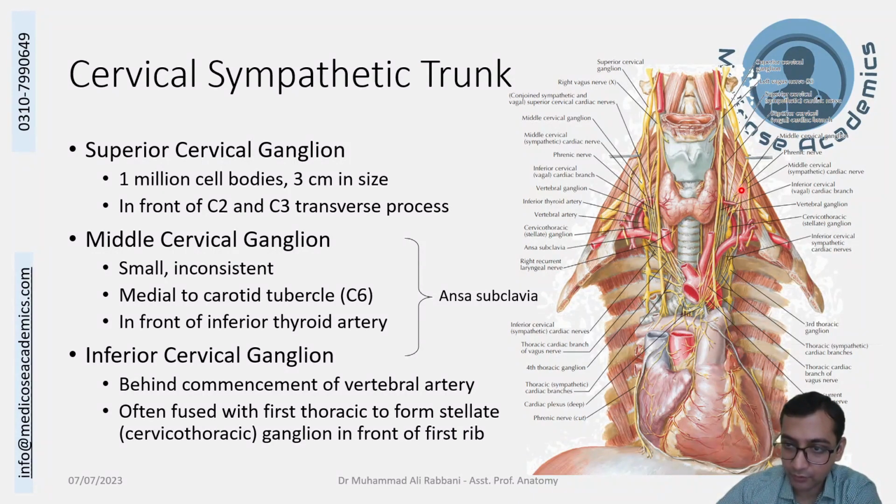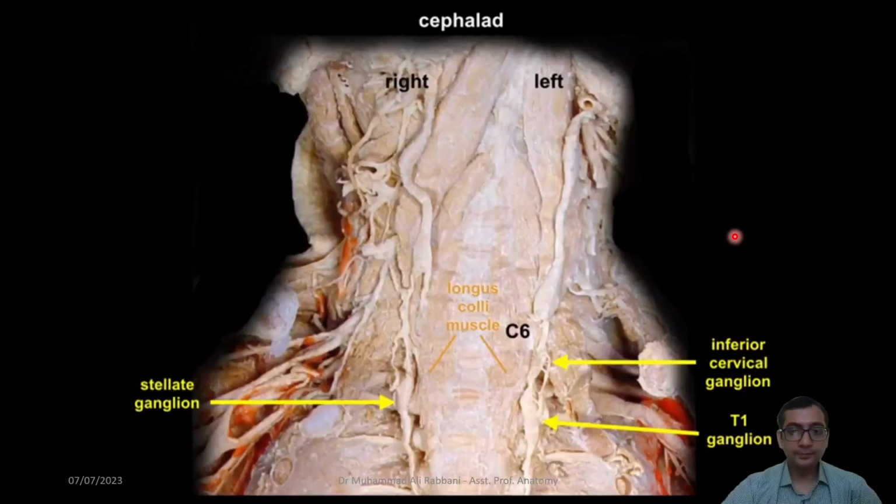Here it is a little more visible. So it moves like this in front of the subclavian artery into the inferior cervical ganglion. This is known as ansa subclavia. This is an anatomical picture. You can take a screenshot here.